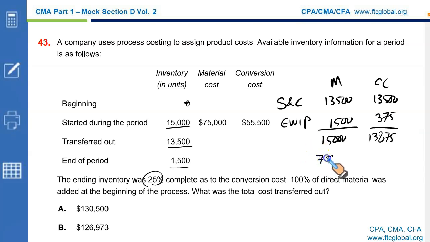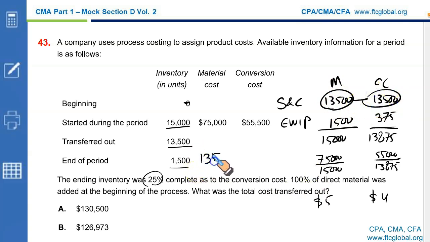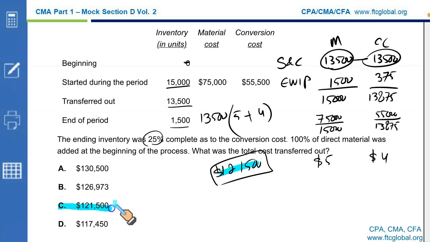You will divide your material cost 75,000 by the EUPs of material, and conversion cost by the EUPs of conversion cost. Now, if you calculate, the rates are going to be very nice. Complete whole number 5 for material and $4 for conversion cost. The question says, what was the total cost transferred out? You transferred out 13,500 units to the next department to be valued at the rate of 5 for material and 4 for conversion cost, that is direct labor and overheads combined. So multiply 13,500 with 9, you will get 121,500. That gives you C to be the correct option.